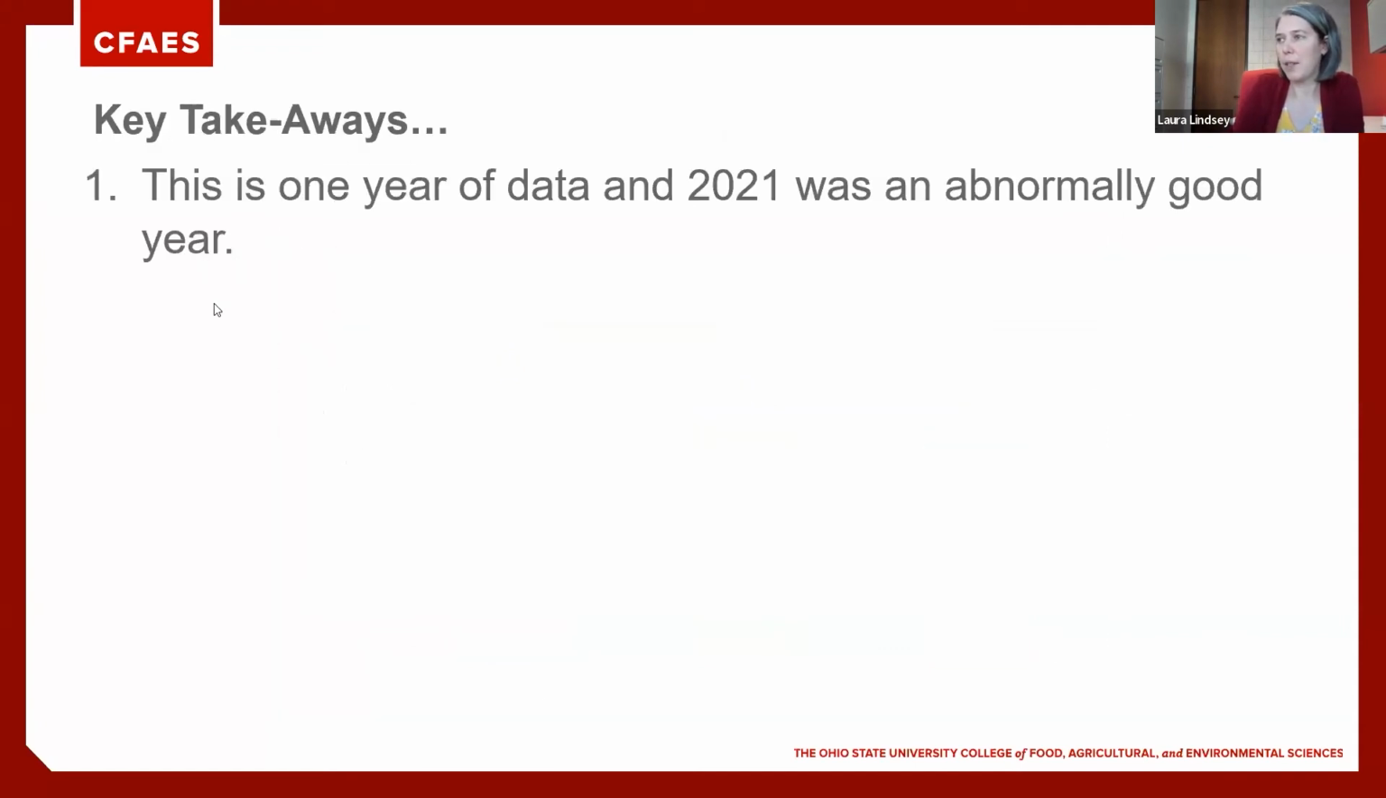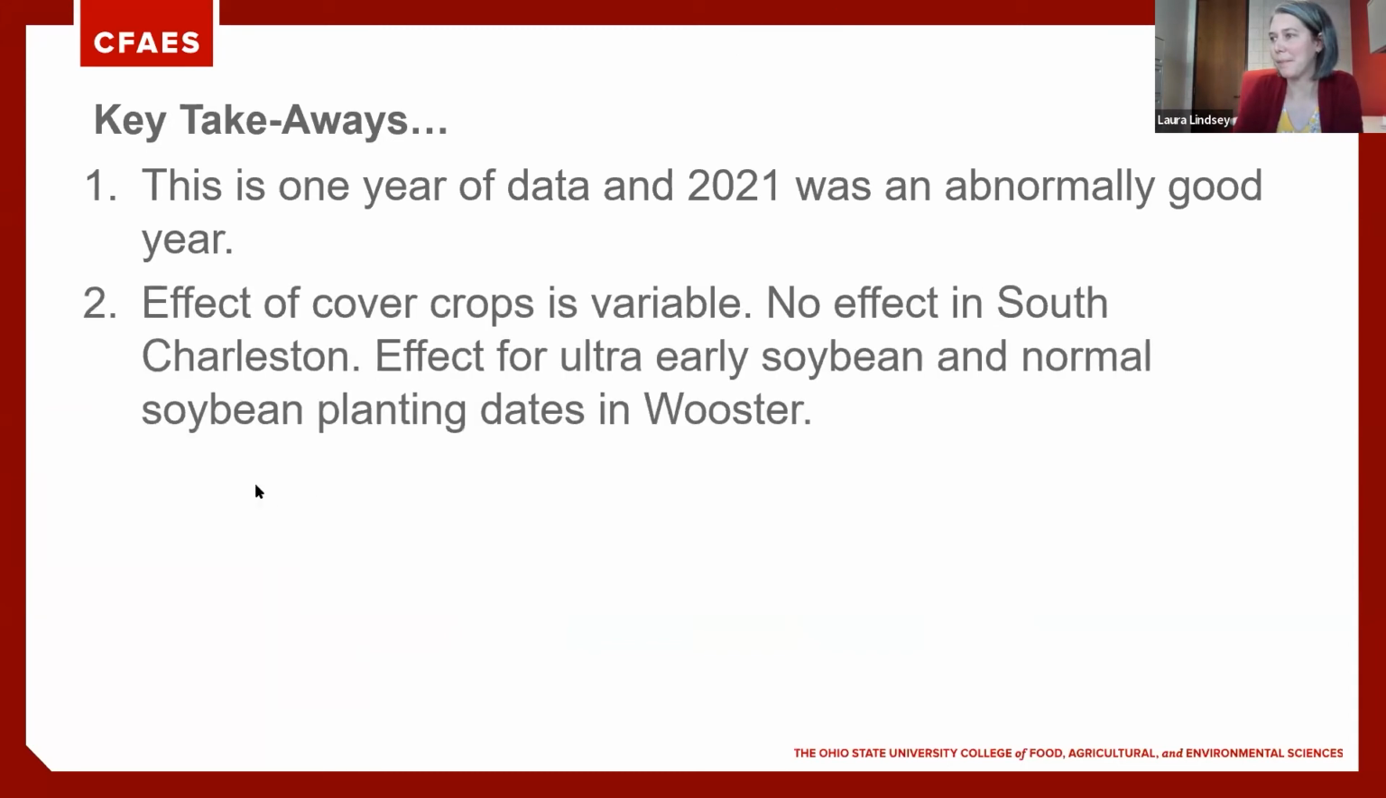So some key takeaways from this study, it's only 1 year of data. So really, we need these studies replicated in time, so multiple years, and space, so multiple locations. And so we are going to repeat this study, the cover crops planted already, but we're going to repeat it this year in 2022. And also we have to keep in mind 2021 was an abnormally good year. So in a different year that was maybe more normal, or even a poor year, our results could be different. So we'll see what happens next year.